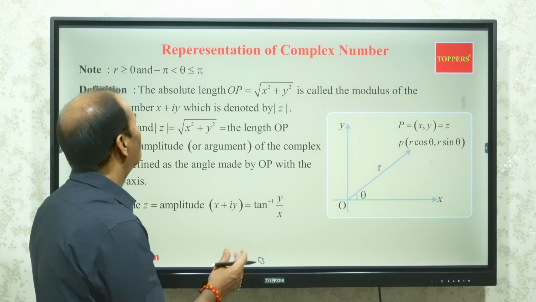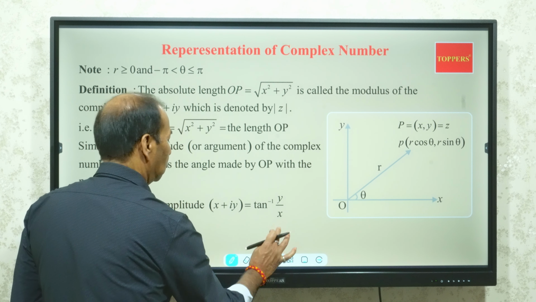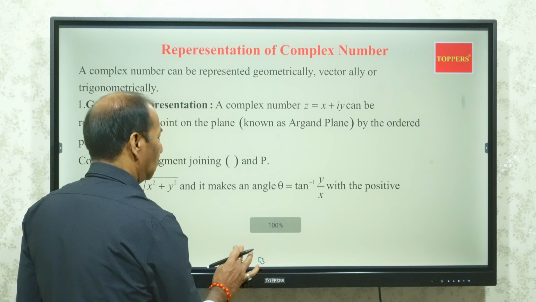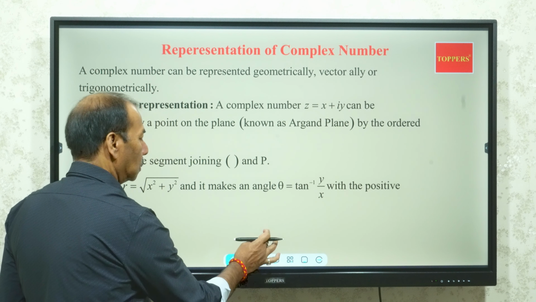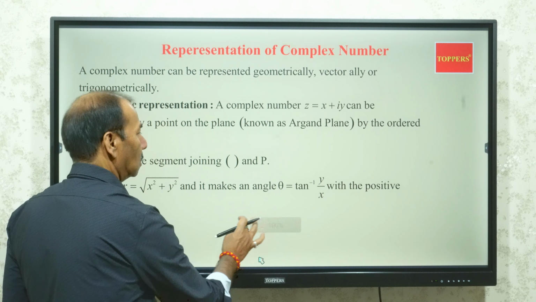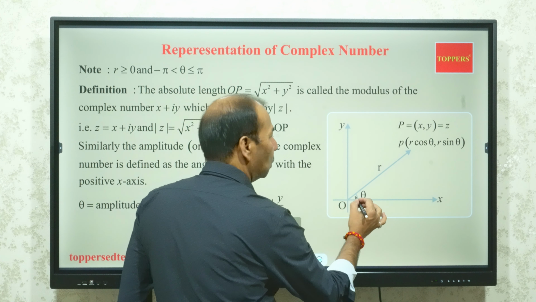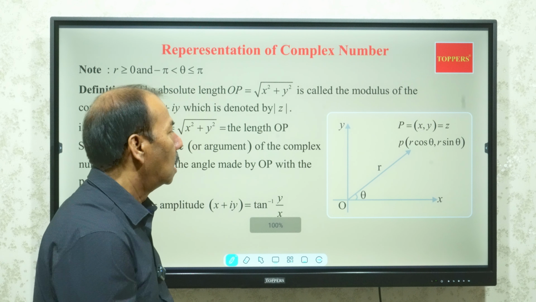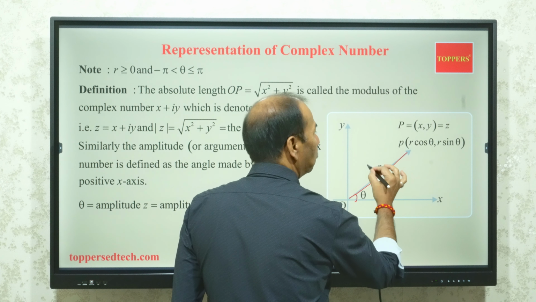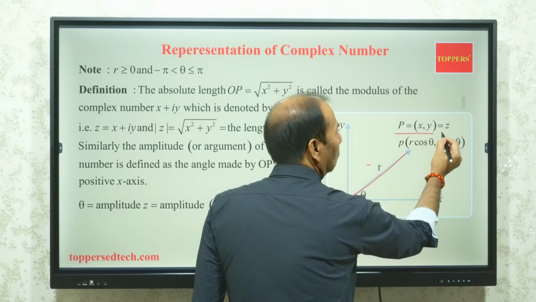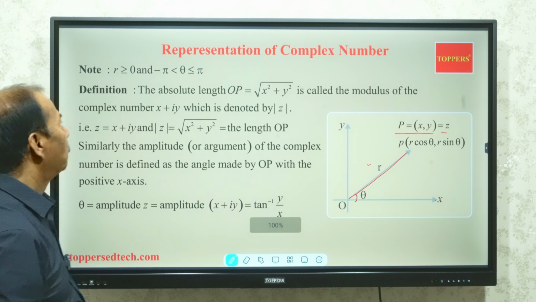So here you can see on this. So this angle we have assumed, here you can see this diagram again. This angle we have taken as theta. This is the magnitude, that is r. Okay, coordinate P(x, y), that is your z, x-axis as well as y-axis, and this is the origin.